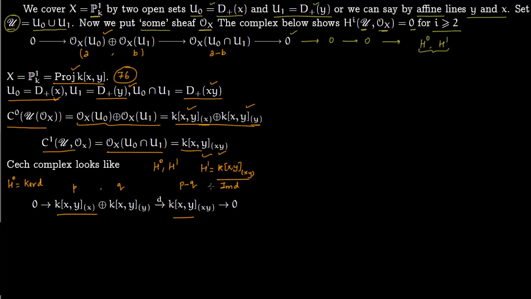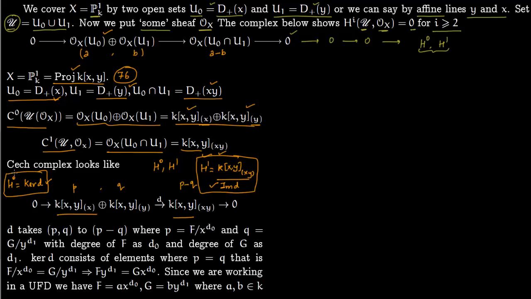So we have to study two things. We have to study the image of d and we have to study the kernel of d, and that will give us the first cohomology group here, and this will give us the 0th cohomology group here.